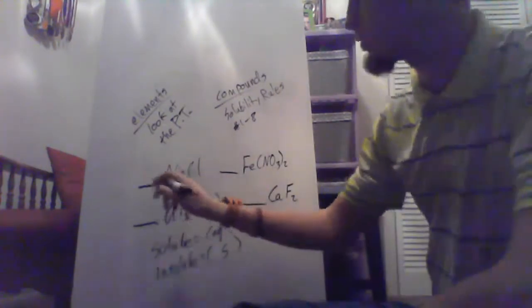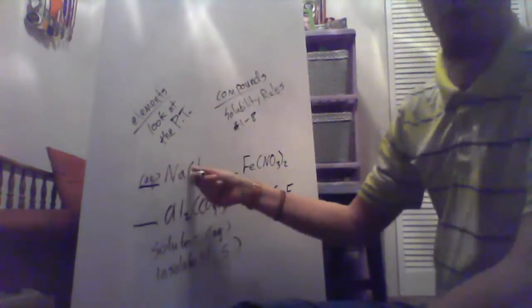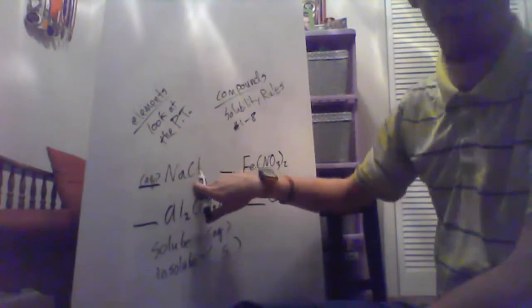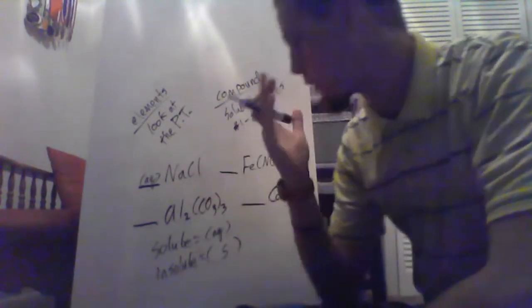Because all alkaline metals are soluble, this thing gets an AQ instantly. Also, rule four says that chlorines are soluble. So that works out really well, which is a great thing.